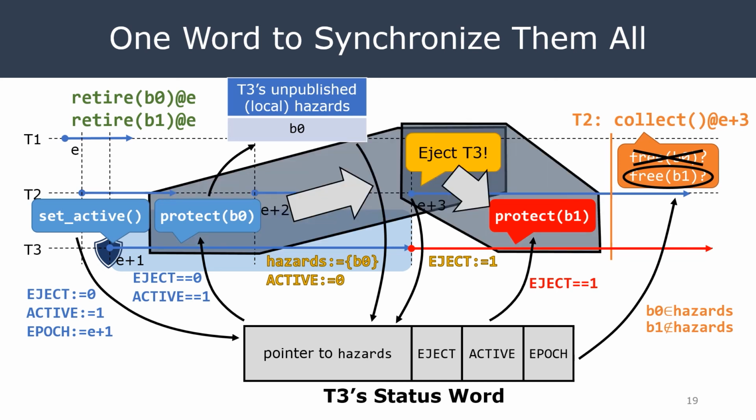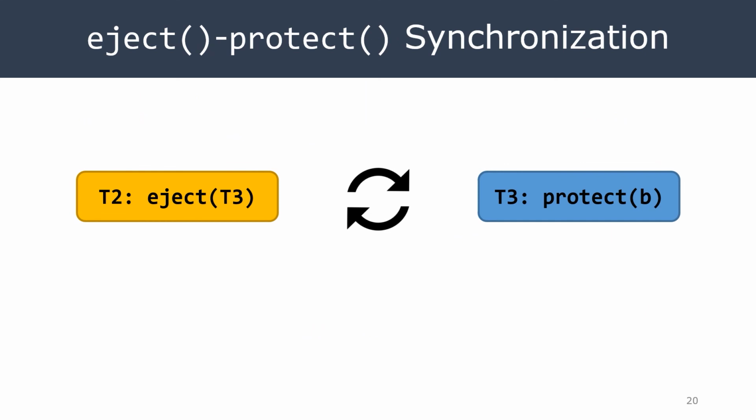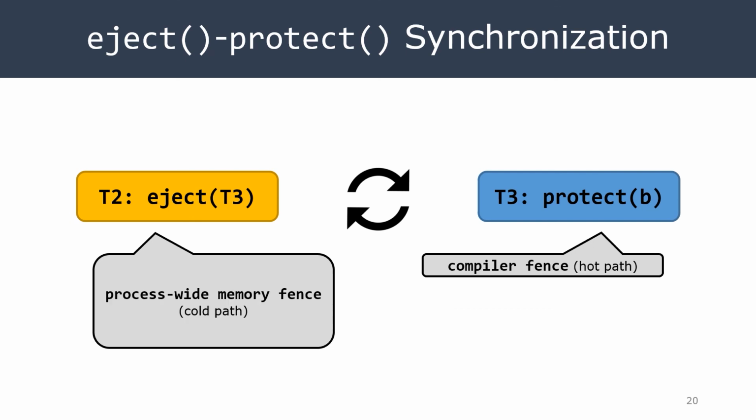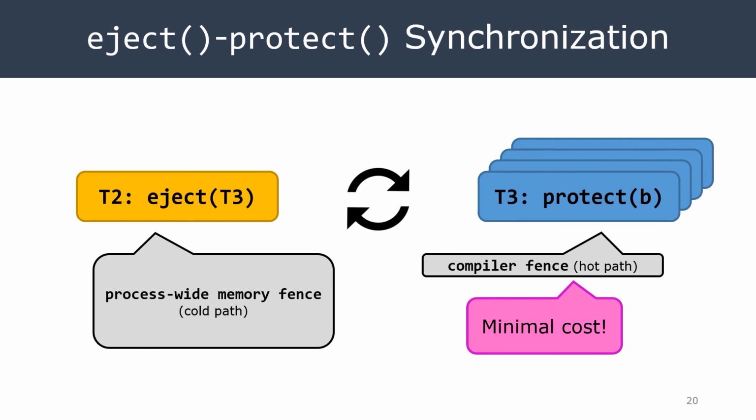The key to the safety of PEBR is the strict ordering of ejection and protection. To guarantee such ordering, the functions eject and protect should be synchronized with store load fences. But as I mentioned before, store load fences are expensive. So for better performance, we apply the technique used in modern implementation of hazard pointers. In a nutshell, we can replace the store load fences with a pair of process-wide memory fence and a compiler fence. By using the lightweight compiler fence in the hot path, which in this case is protect, we are able to minimize the synchronization cost.